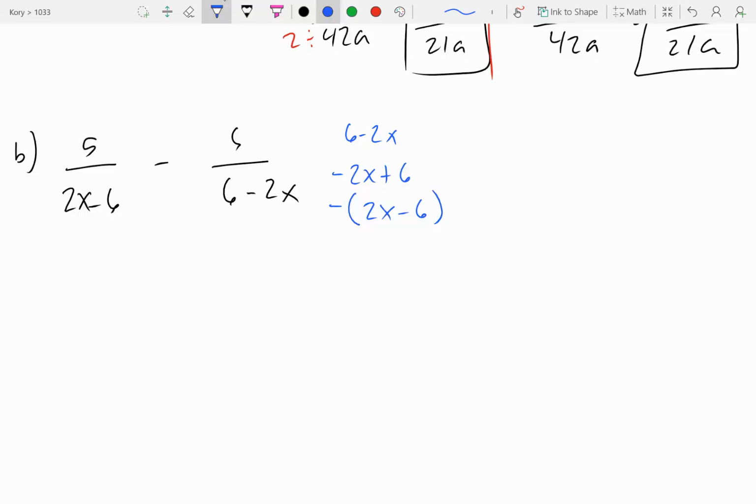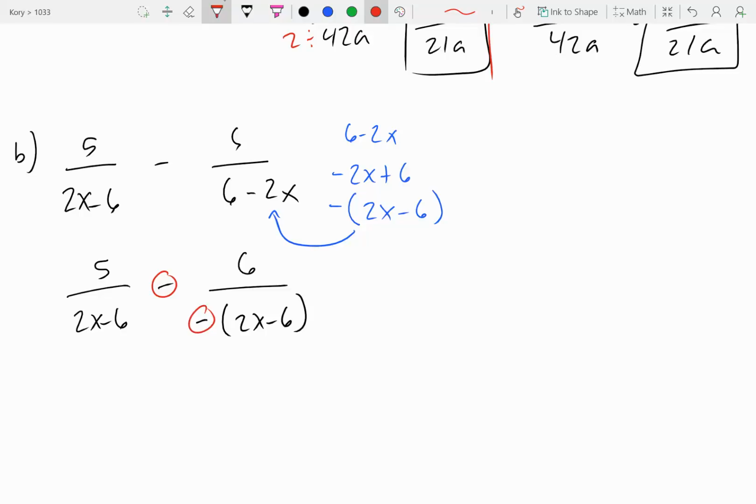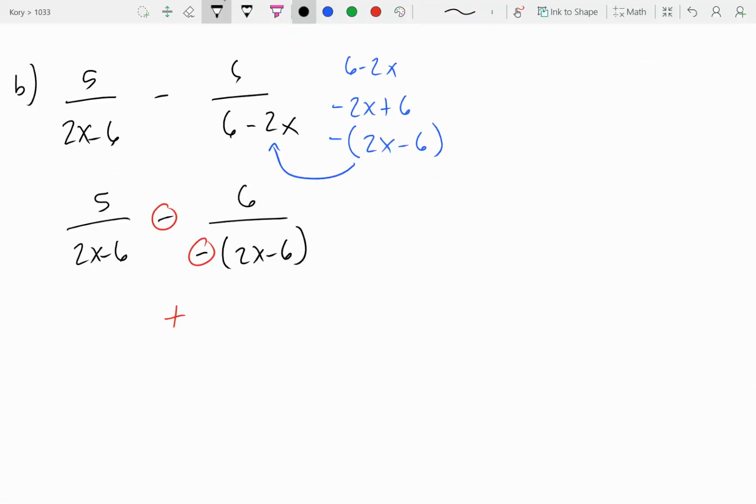So now we're going to replace it right here. So we have 5 over 2x minus 6 minus 6 over negative 2x minus 6. Now they're still all the same thing. You see this negative negative? What happens when you have two negatives together? They become a positive. So we have 5 over 2x minus 6 plus 6 over 2x minus 6. They're the same denominators, look there. We didn't have to find the LCD. So we add the tops, we get 11 over 2x minus 6.